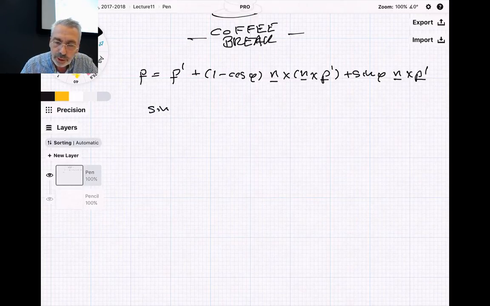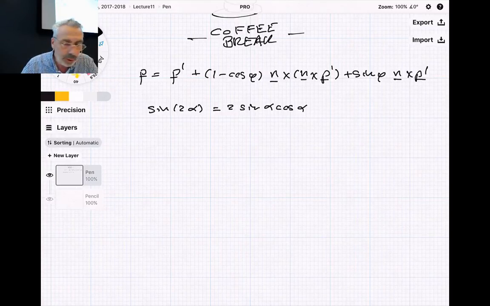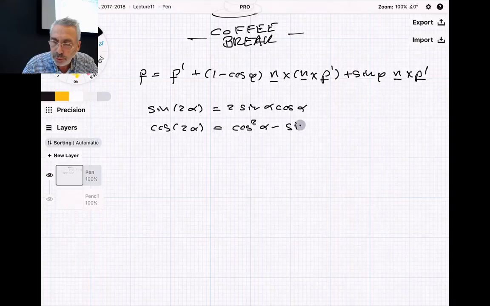Remember that sine 2 alpha is 2 sine alpha cosine alpha. That's one of the things we know. And the other one is the cosine of 2 alpha equals cosine squared alpha minus sine squared alpha. And I'm going to rewrite that by saying that is equal to 1 minus 2 times sine squared alpha.